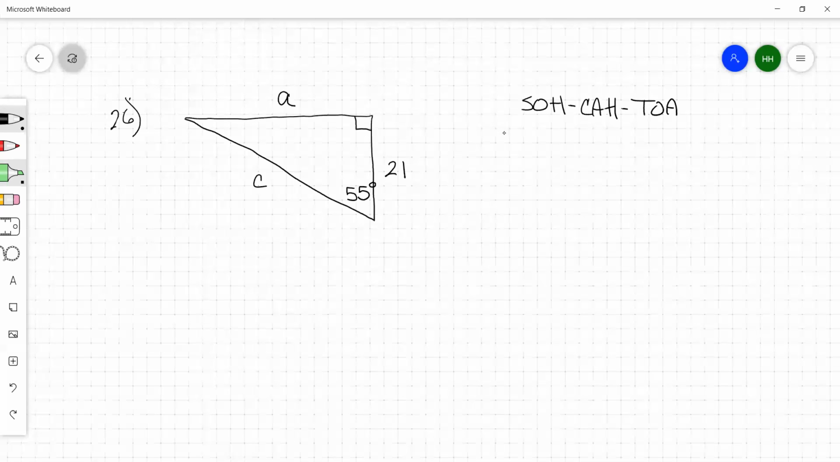In this case, if you're given this 55-degree angle and you want to solve for side A, and you're given the adjacent side, you're going to use the ratio opposite and adjacent, which is the tangent ratio. So you're going to say tan of 55 equals the opposite side, which is side A, over the adjacent side, which is 21. And then in order to solve for side A, you can multiply both sides here by 21.